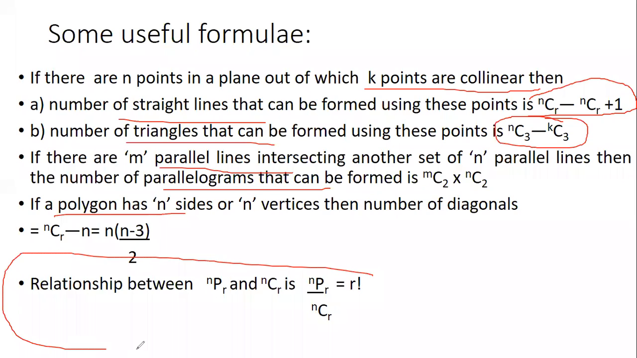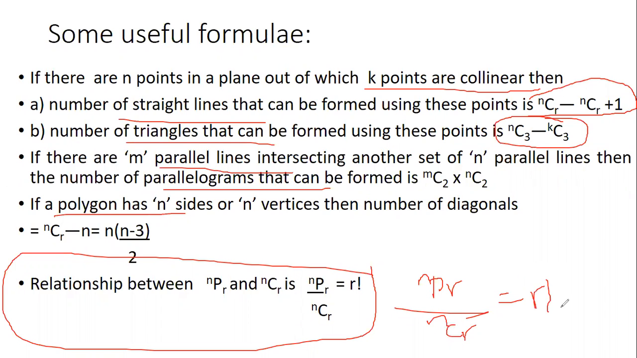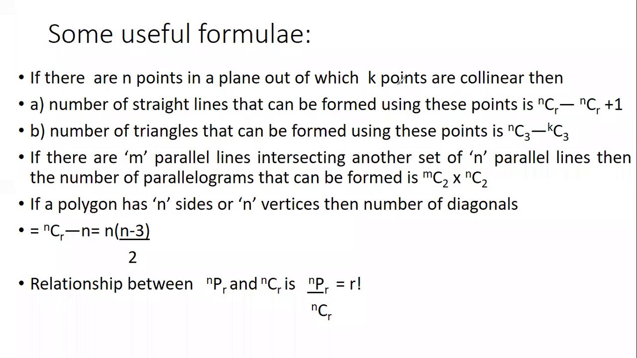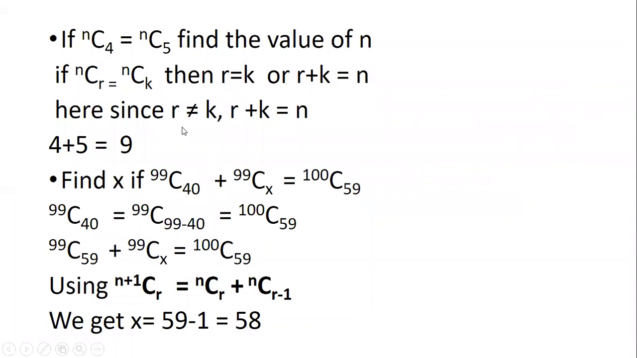We already saw this formula in a different way, right? So the relationship between permutation and combination is nPr divided by nCr is equal to r factorial. So if you have the information about nPr and nCr, we will be able to find the r factorial. Okay, so that is your useful formulas. Now let's start with the problems.